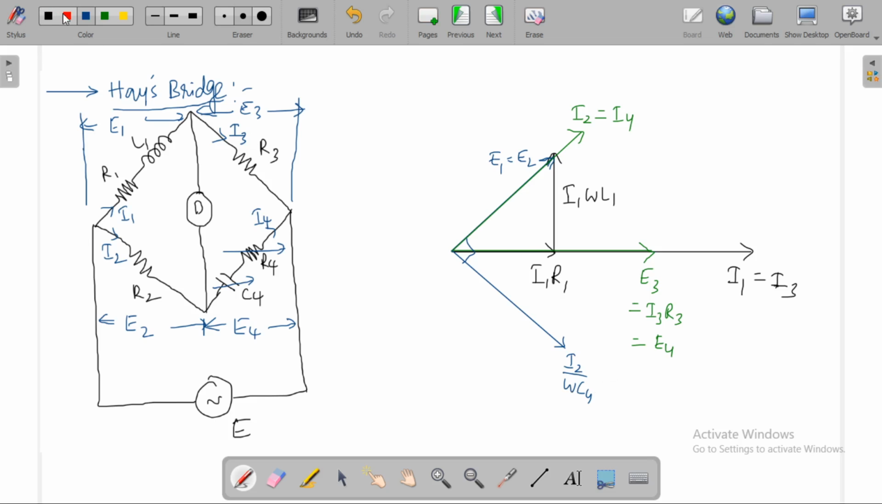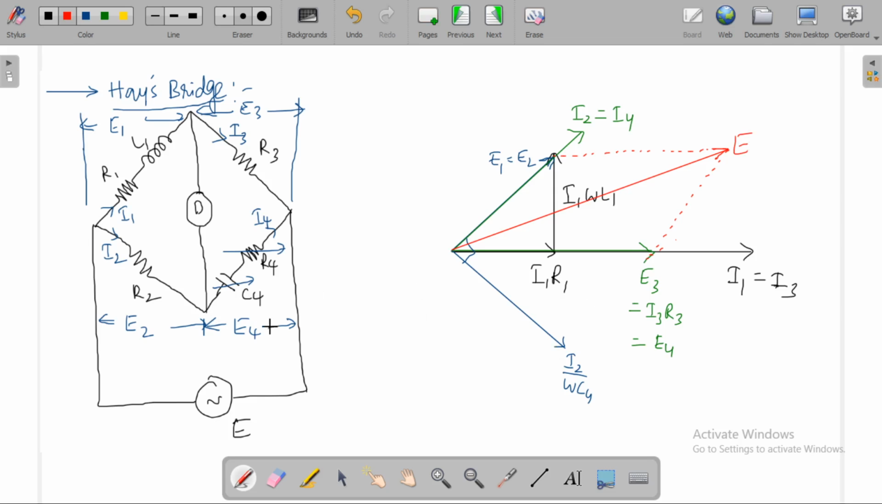Now we know E3. E is the phasor sum of E1 and E3, or E2 and E4. So the phasor sum of E1 and E3 will be E. This will be E.